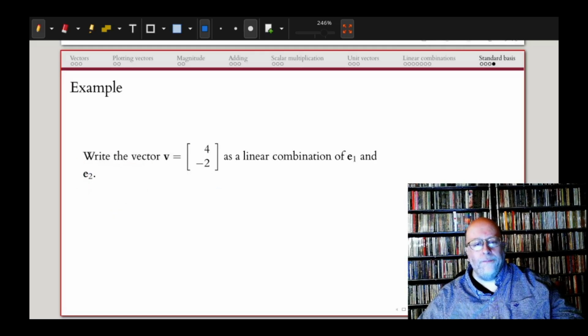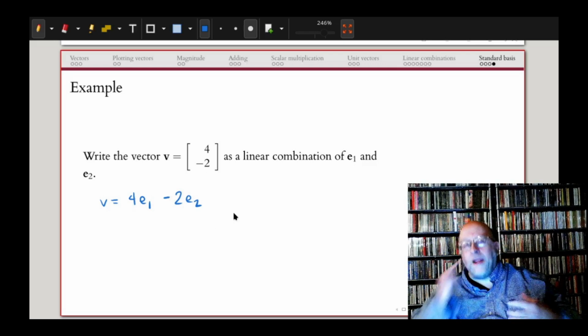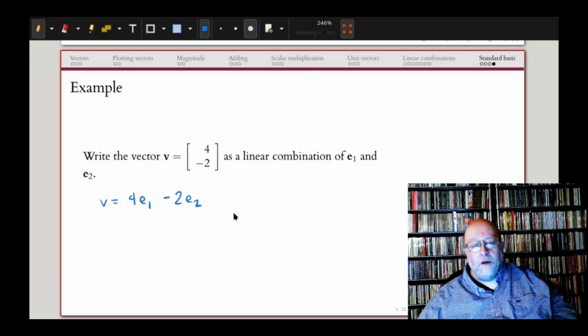I'll do one more example. Let's write this vector, 4, negative 2, as a linear combination of E1 and E2. Well, that's just the vector 4 times E1 and negative 2 times E2. E1 is going to be 1, 0, so when we multiply that by 4, we get the 4 in the top row. E2 is 0, 1, so when we multiply that by negative 2, we get the negative 2 for the bottom row.